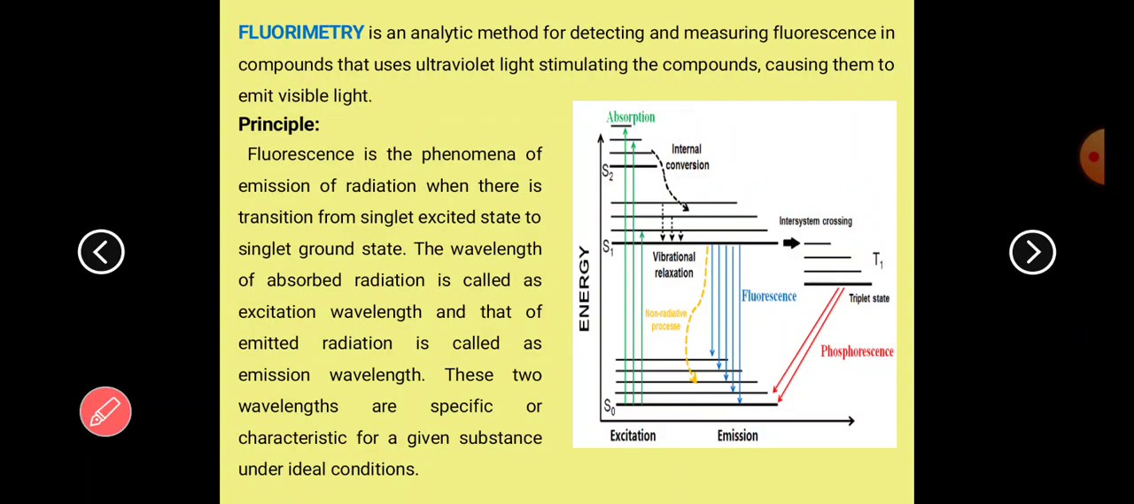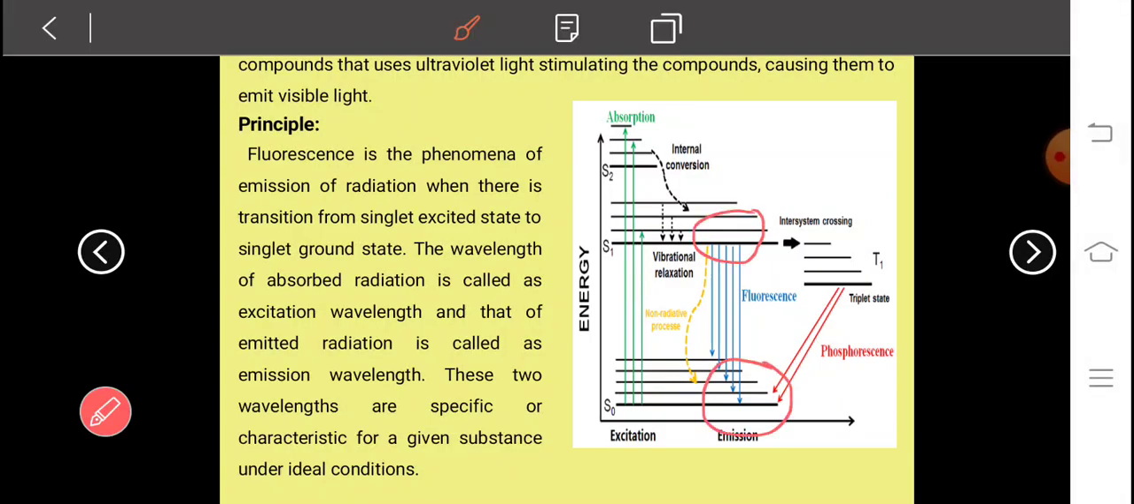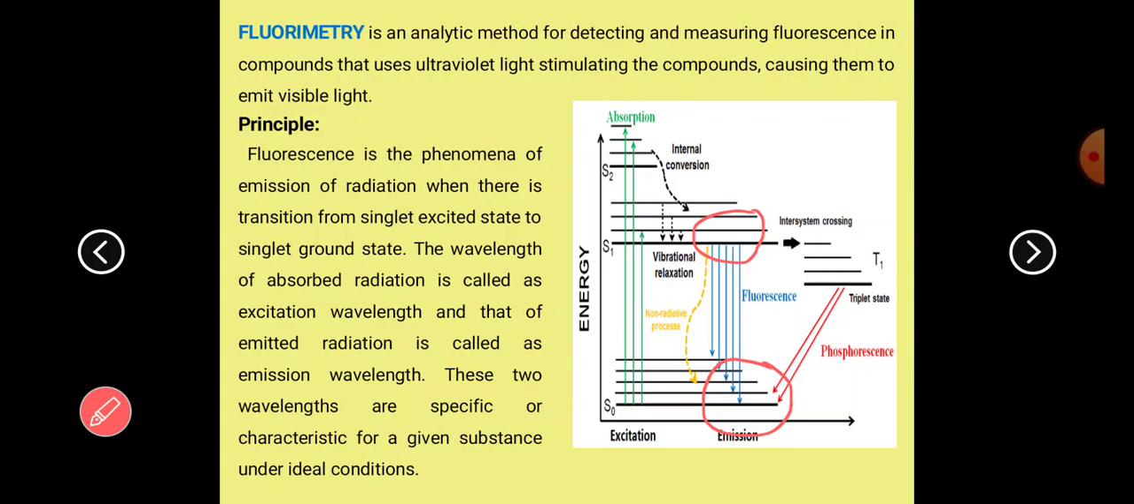Principle involved in fluorimetry. Fluorescence is the phenomenon of emission of radiation when there is a transition from singlet excited state to singlet ground state. You can see in the block diagram, this is the excited state and this is the ground state. And here, the molecule undergoes transition from singlet excited state to singlet ground state.